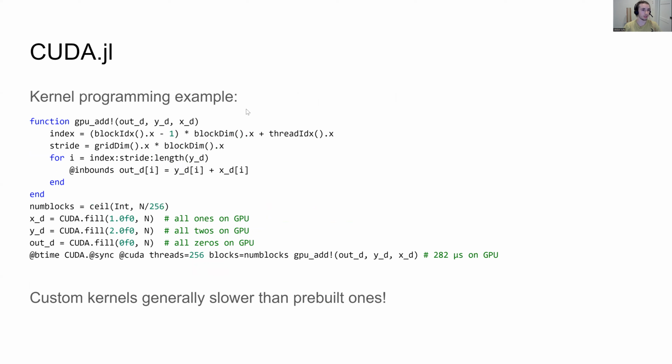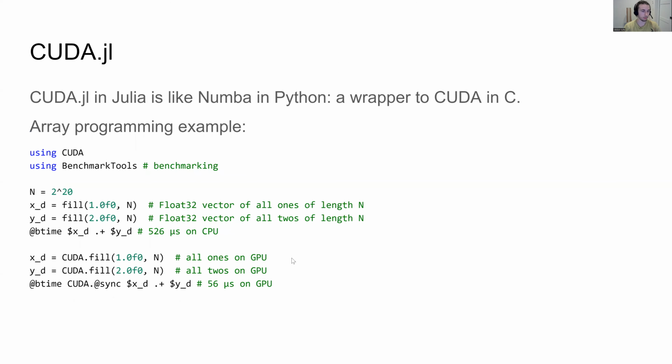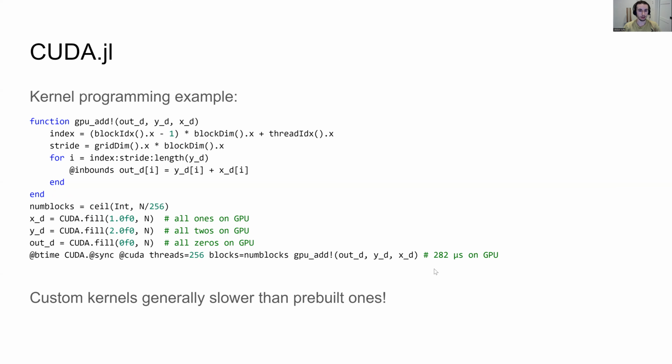Here's an example of a custom kernel to add two arrays. So we're trying to do the same thing as before, but with a kernel. And this syntax looks very similar to NumPy in Python. So we also need to specify the number of threads and the number of blocks, unlike the previous example where we could just write plus. And this is slower than the array example before, but it is still faster than the CPU implementation.